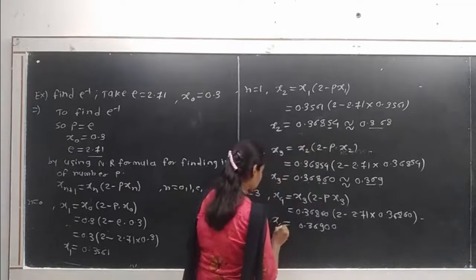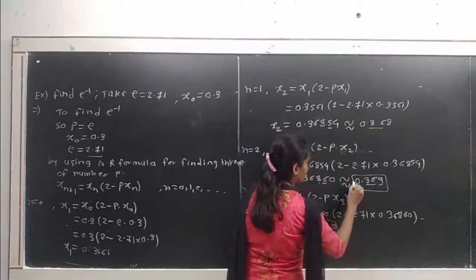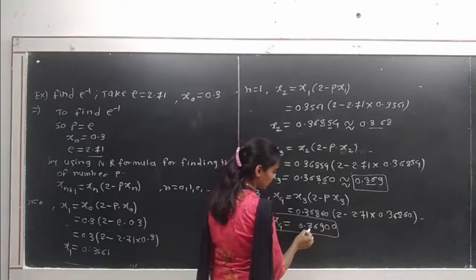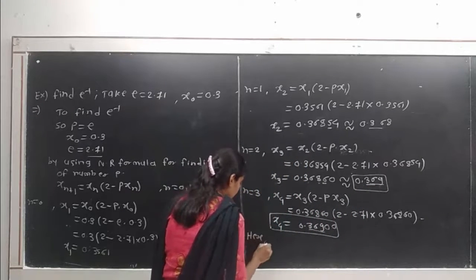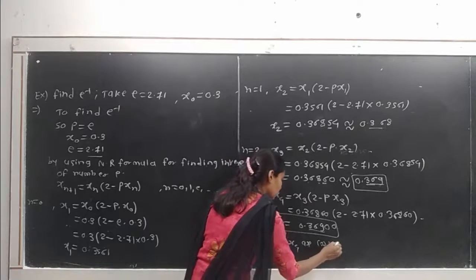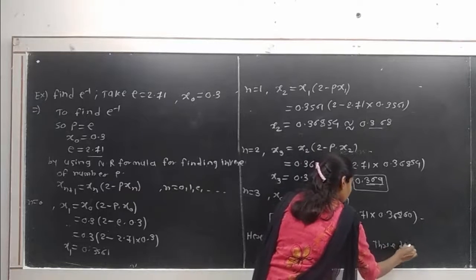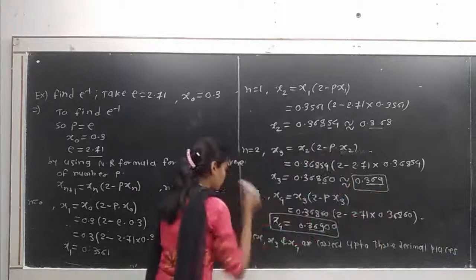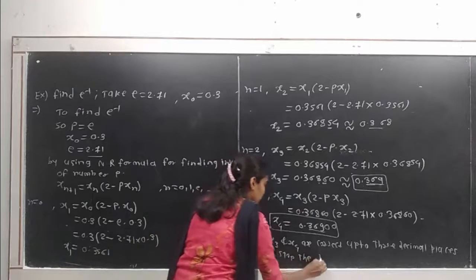So if we observe the rounded values of x3 and x4, these two values are correct up to 3 decimal places. Here x3 and x4 are correct up to 3 decimal places. So we stop the procedure.